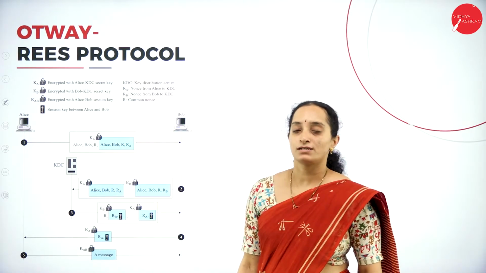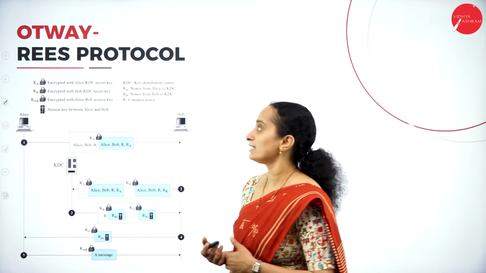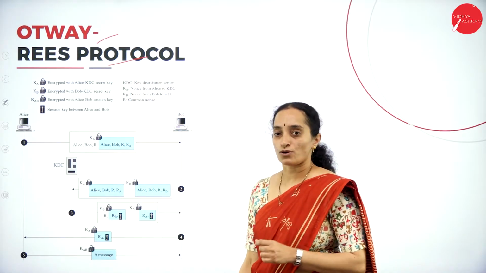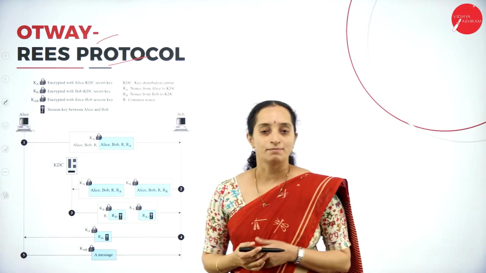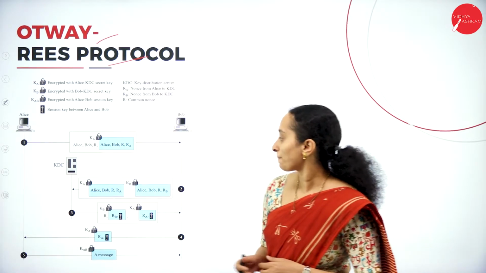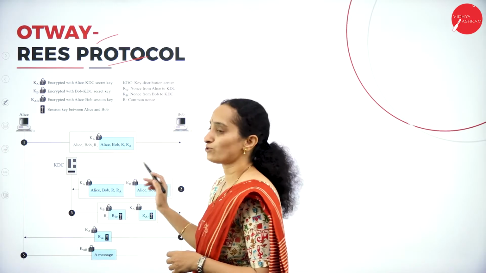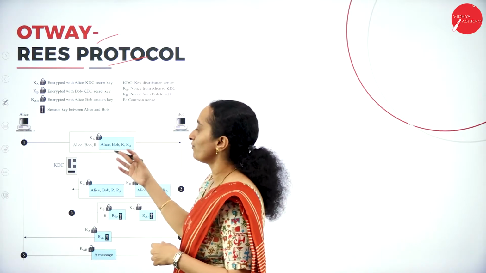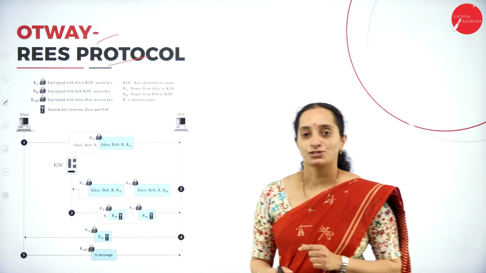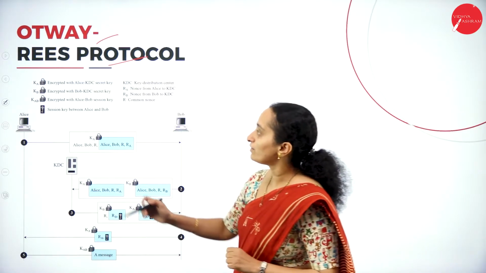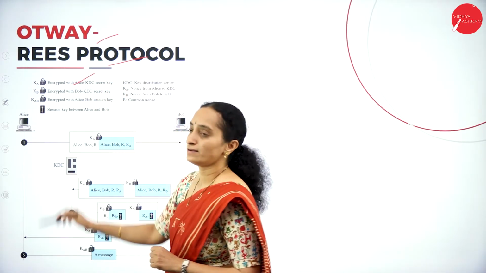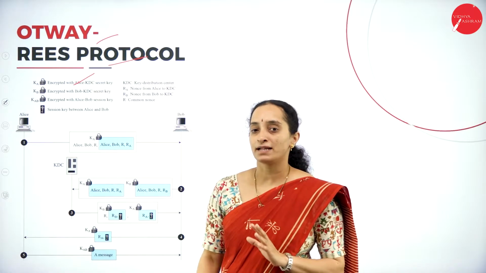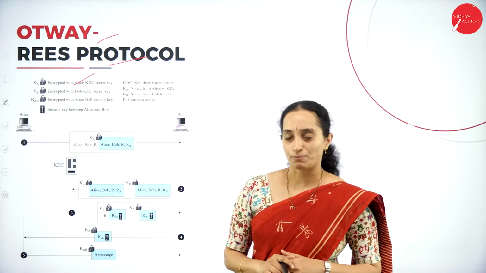The next version or next method of KDC is the Otway-Rees protocol. We can use this protocol to again send a message through the KDC. In this, you have so many methods. It is an improvised version of the Needham-Schroeder protocol, where we use the encrypted key. All the keys and the message will be encrypted in both the protocols.